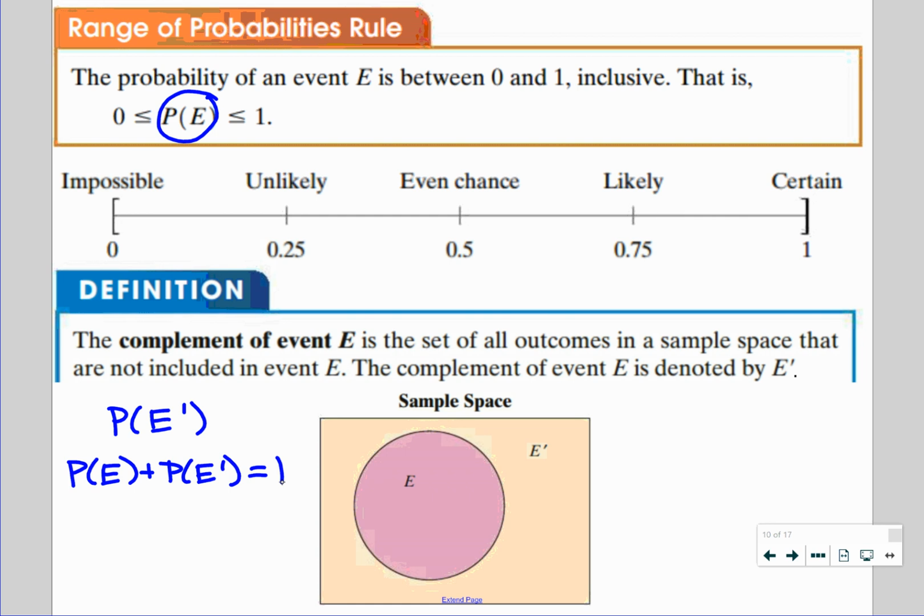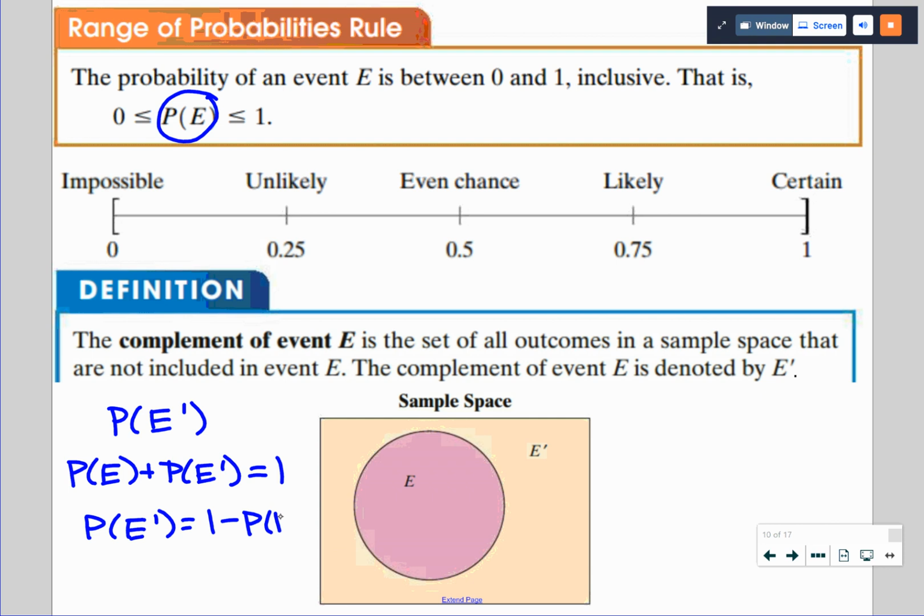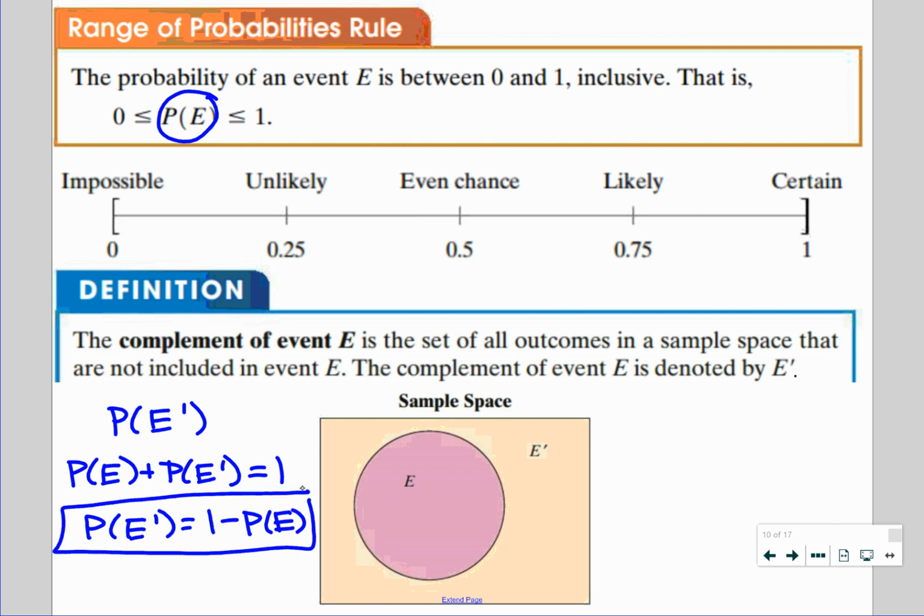If you want to calculate the probability of E prime, you can just manipulate this line here. I can subtract the probability of E to the other side. So if you have the probability of a specific event, let's pretend the probability of an event occurring is like 0.2. Its complement would be 0.8, 1 minus that. That's all we do. And this little picture here shows you the sample space and the two options. It either is E or it's not E.